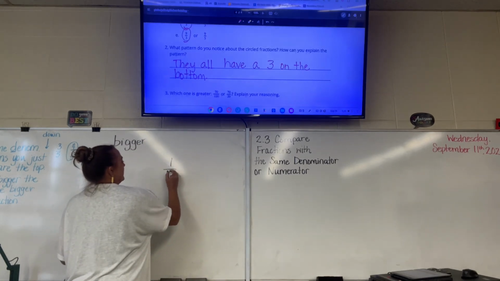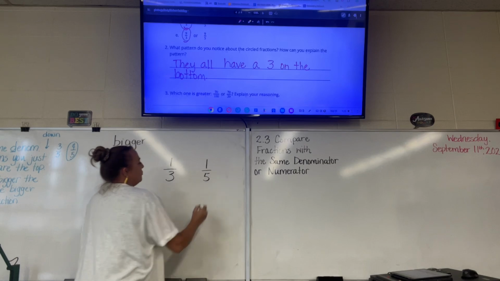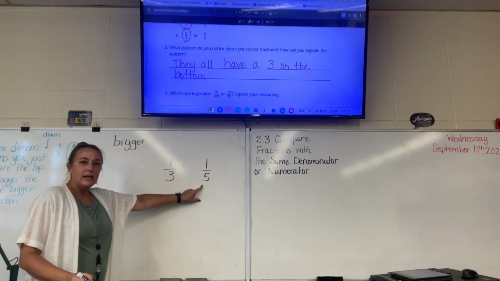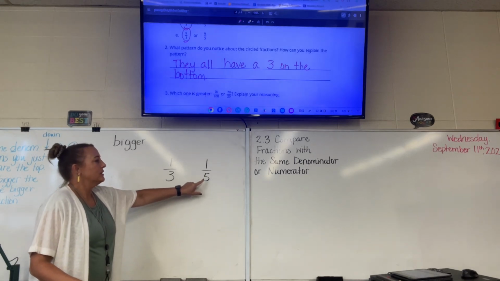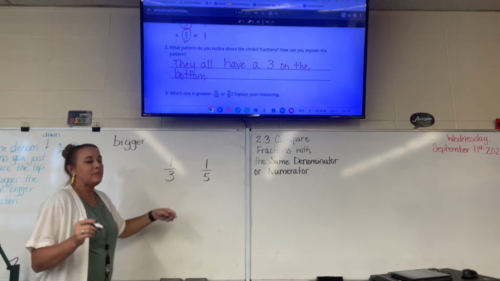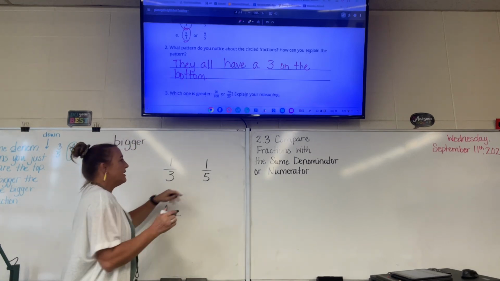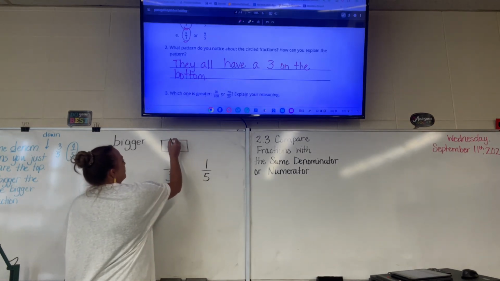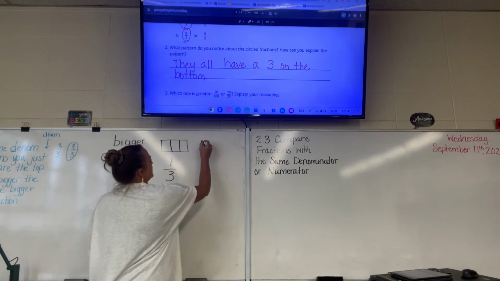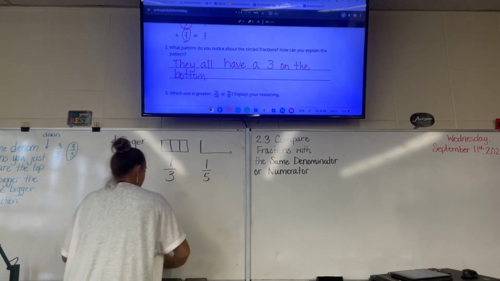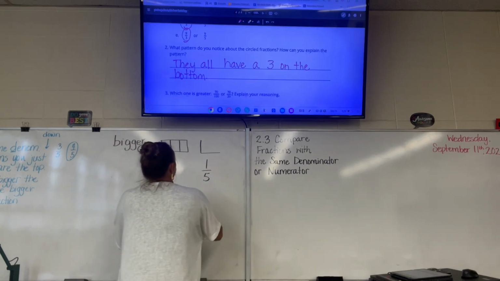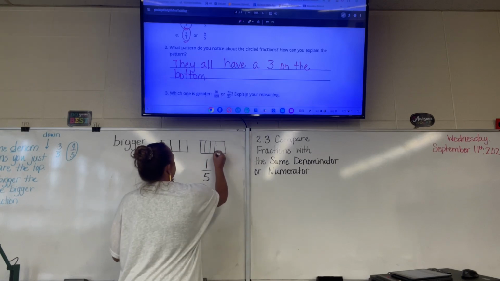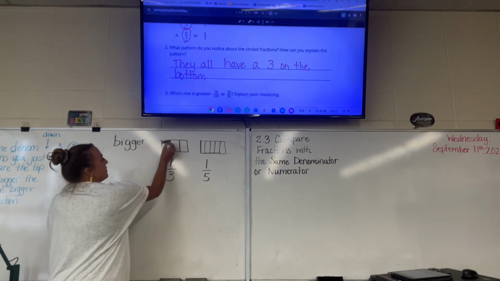So 1/3, 1/5. We think of 5 as being a bigger number, but when it's on the bottom of a fraction, it's talking about how many pieces are in the whole thing. And if you have a whole that is cut into 3 equal pieces, and you have another whole that's the same exact size, that's cut into 5 pieces, those 5 pieces are going to be smaller, aren't they?